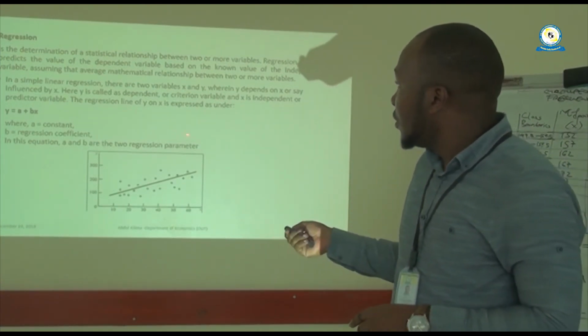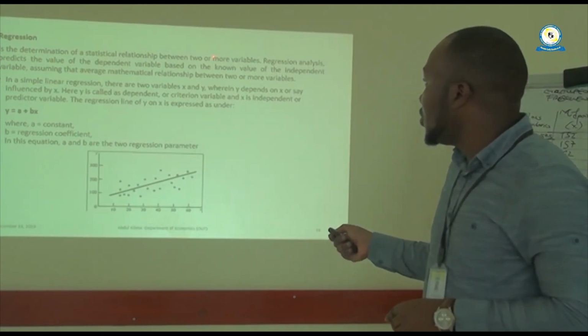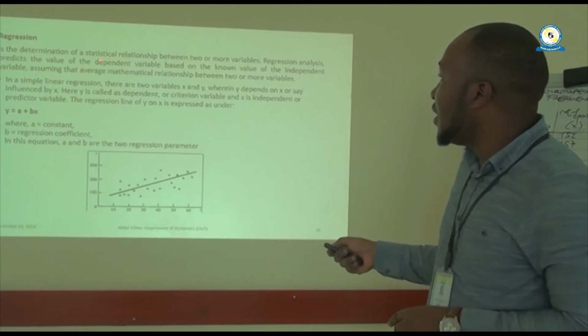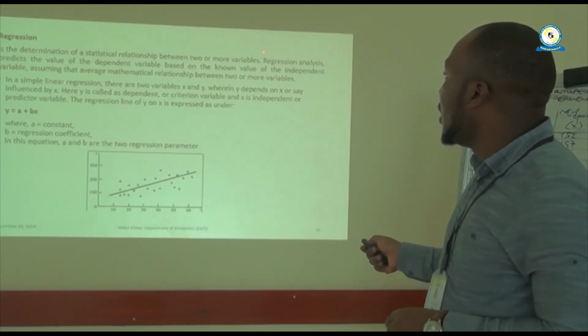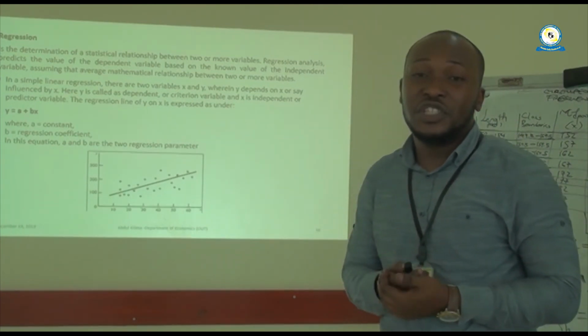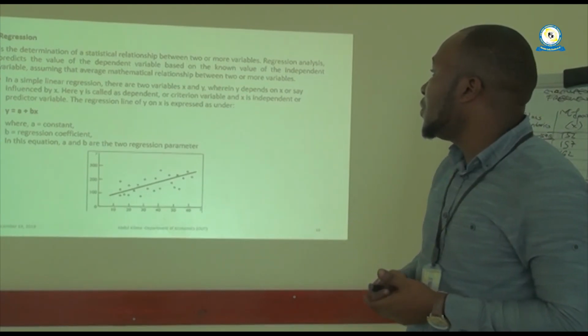Okay? As you can see, the definition is the relationship between two or more variables. Regression analysis predicts the value of the dependent variable based on the known value of the independent variable, assuming an average mathematical relationship between two or more variables.